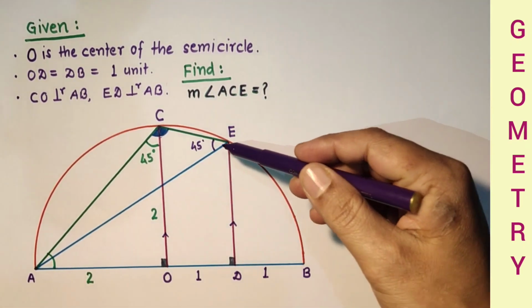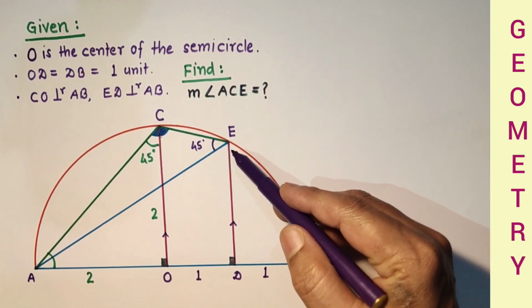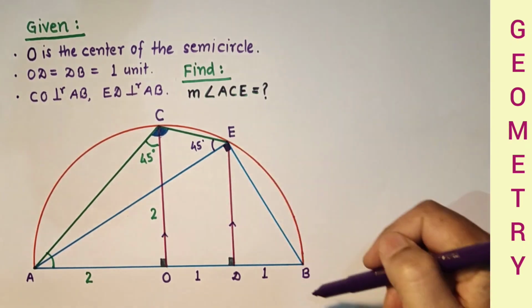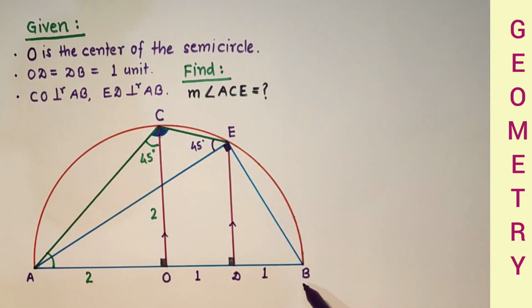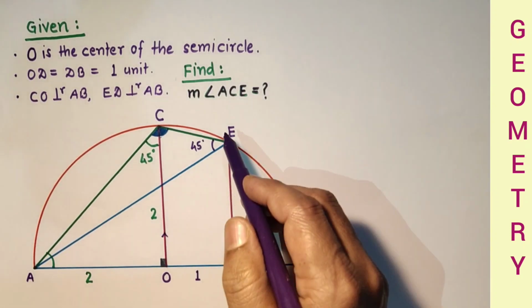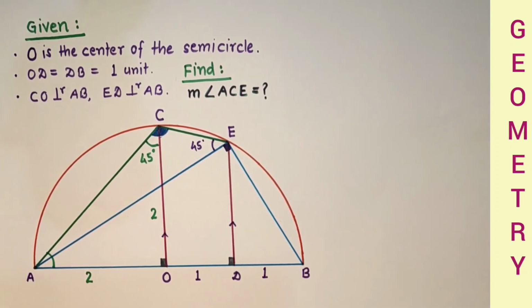If we join EB, then angle AEB will be a right angle because a diameter subtends a right angle at the circumference. That is to say, the angle in a semicircle is a right angle. So angle AEB is 90 degrees. I joined EB and angle AEB is a right angle. This is 90.